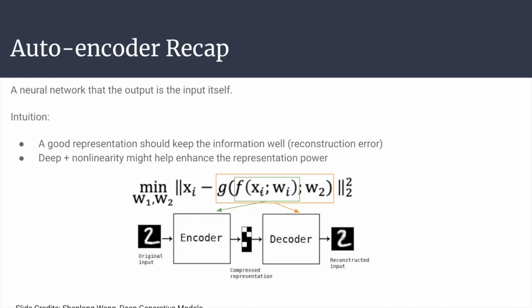As we can see, the green box here of f function represents the encoder, and the orange box here of the g function represents the decoder, and the loss function is just to minimize the difference between the original input and the output.